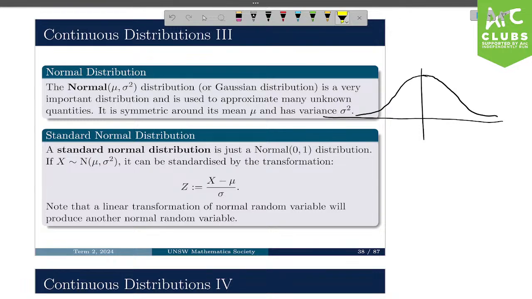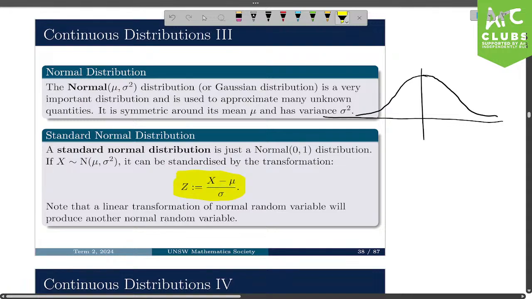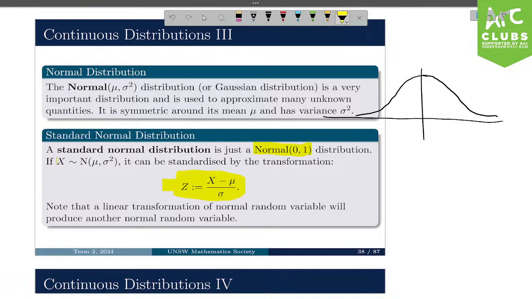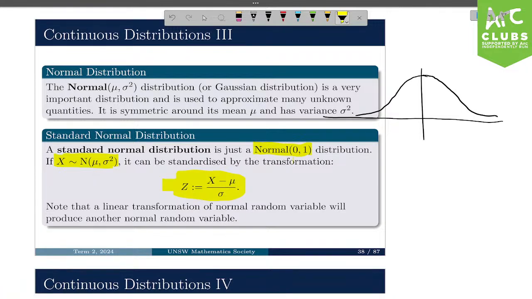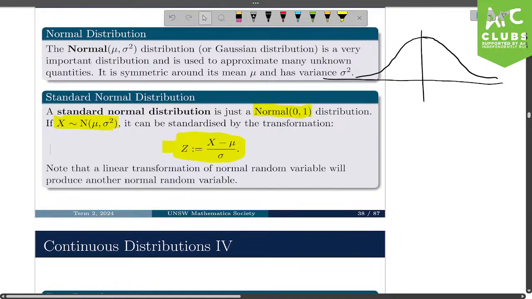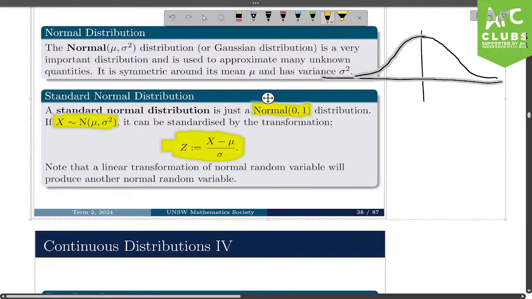Something about the normal distribution, though, is that we can apply a transformation to it. This is our transformation, and we can standardize it. So a normal 0, 1 distribution can be generated. If x is distributed as a normal distribution with mu and sigma, we can transform this distribution into a standard normal just by using this transformation. And a linear transformation of a normal random variable will produce another normal random variable.